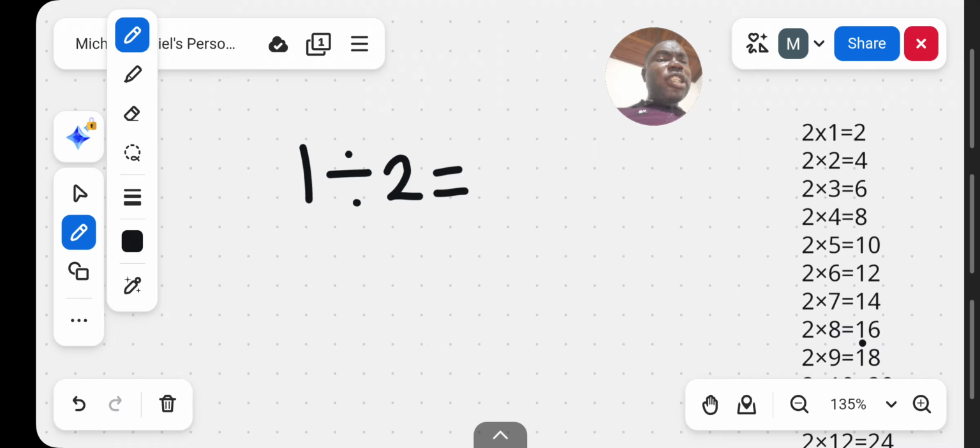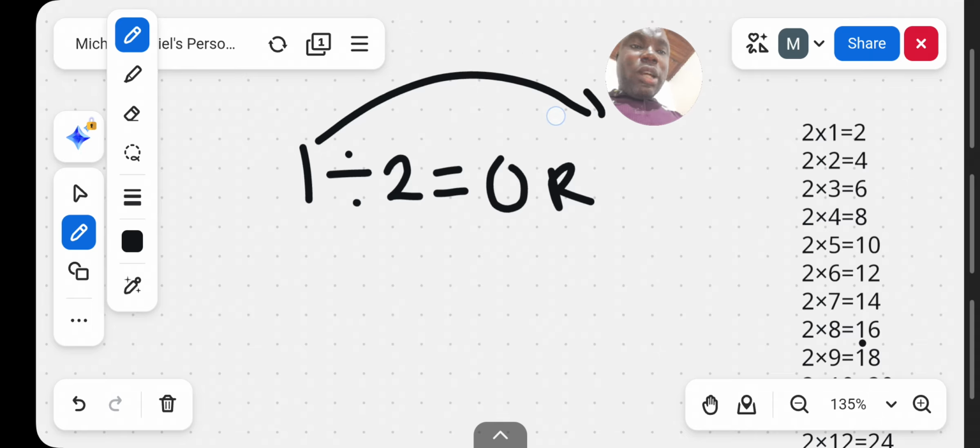Now, if you look at the 2 times table, 2 times 1 is 2. 2 times 2 is 4. Now, 2 times nothing will give you 1. That means if 2 times nothing will give you 1, and remember, 1 is even smaller than 2. So since 1 is smaller than 2, 1 divided by 2 will be 0, meaning you can't get a whole number. Then the remainder is 1. So 1 divided by 2 is 0 remainder 1.